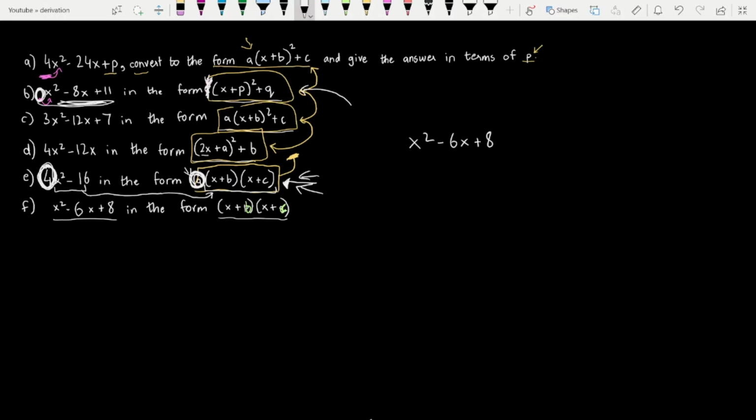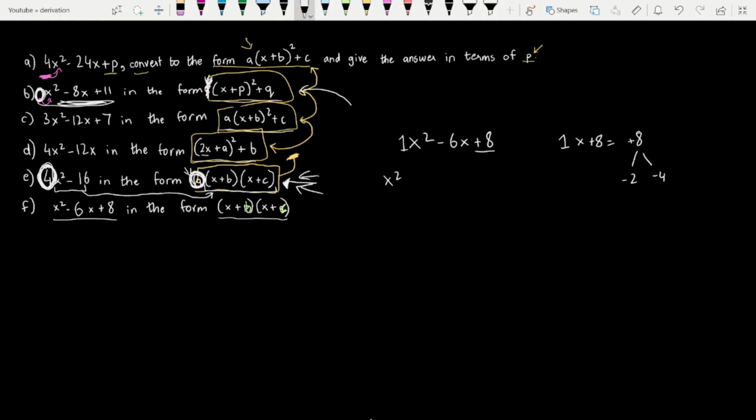And simply, we're just going to factorize this. So this is 1 right over here. We're going to multiply 1 with this positive 8. That's just going to be 8. Now we're trying to find two numbers that are going to multiply to 8, and they're going to add to negative 6. And those two numbers are negative 2 and negative 4. So you multiply negative 2 with negative 4, you get positive 8. And if you add negative 2 and negative 4, you get negative 6.